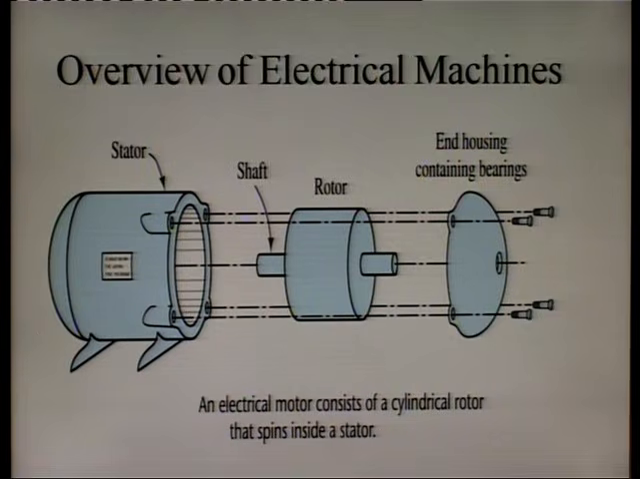This is a simple overview of electrical machines. It consists of mainly two parts, stator and rotor. This is the stator part, which is stationary, and this is the rotor part, which rotates. This rotor is mounted on a shaft, and this is the end housing which contains the bearing.